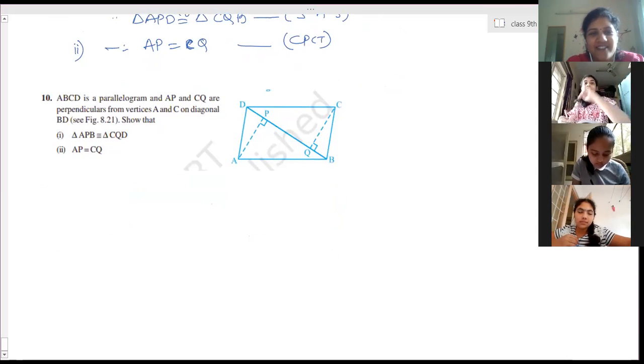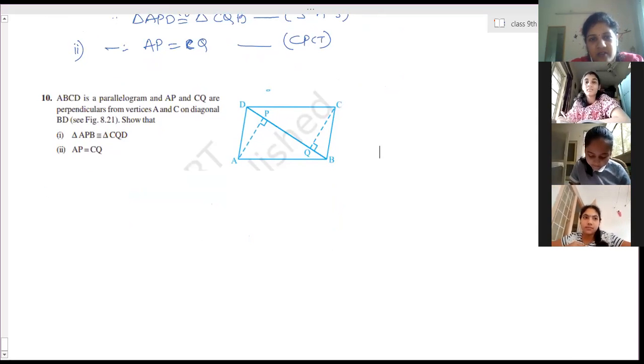10th one. ABCD is a parallelogram. AP and CQ are perpendiculars from vertices A and C on diagonal BD. Show that triangle APB and triangle CQD are congruent. How to prove?